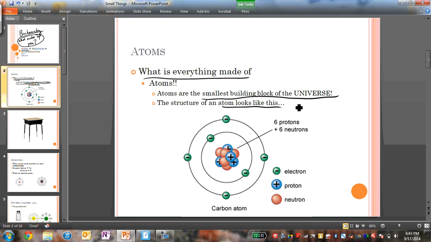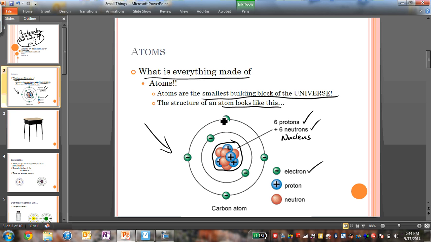So what does an atom look like? Well, funny enough, an atom looks like this. It doesn't really look like a piece of a desk or a piece of a chair, but believe it or not, this is what every atom looks like. So let's go over a bit about the structure here. The structure is made up of a nucleus. The nucleus is right in the middle. We'll call this our nucleus. Our nucleus contains protons and neutrons. Around the outside of that nucleus are electrons.